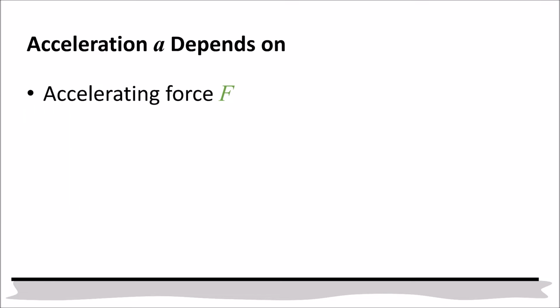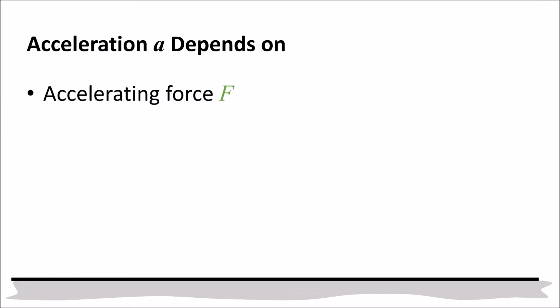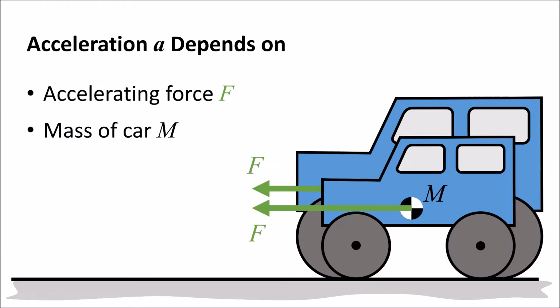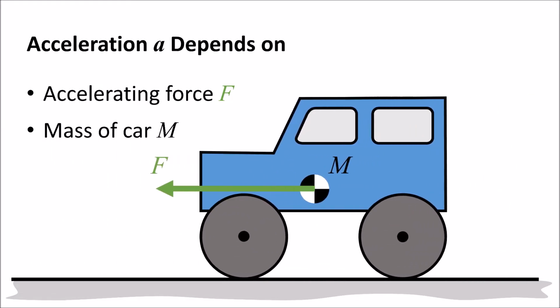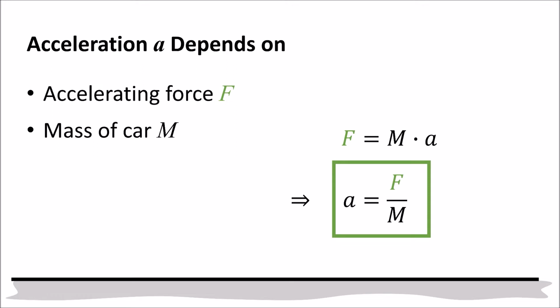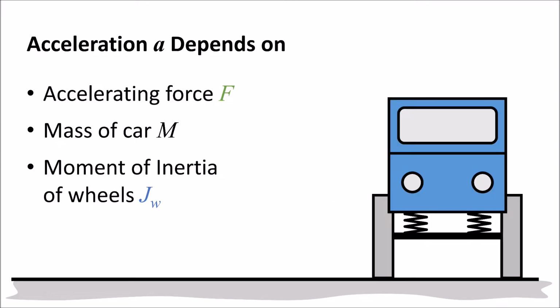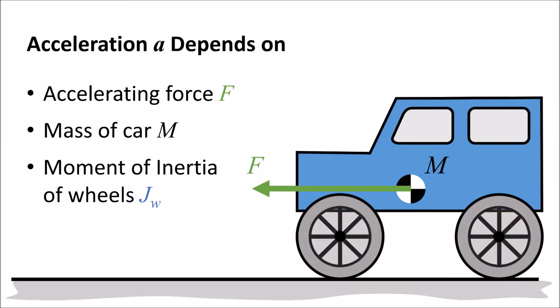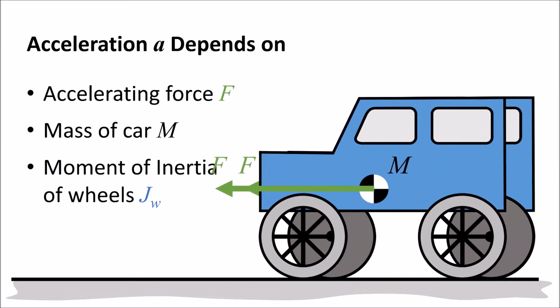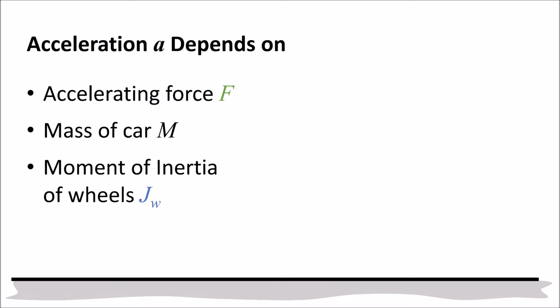Acceleration of any object depends on the amount of force acting on it and the mass of the object. It can be computed by Newton's equation. In a car with wheels and motor, acceleration also depends on the moment of inertia of the wheels. The smaller the moment of inertia, the faster is the acceleration at the same forces.